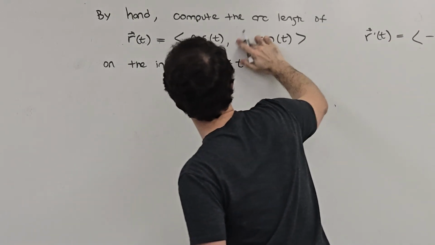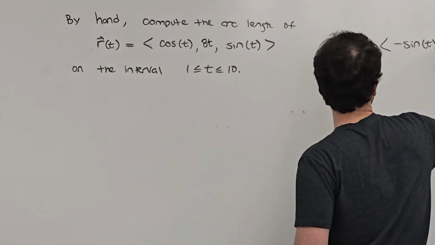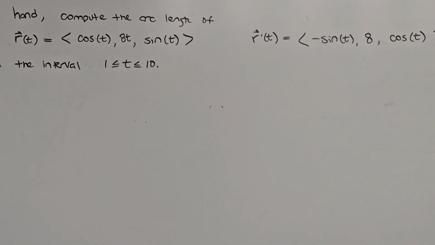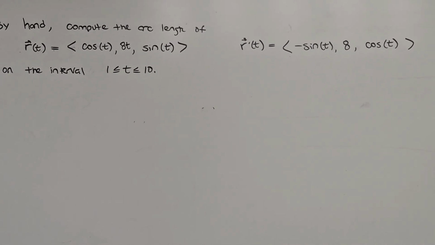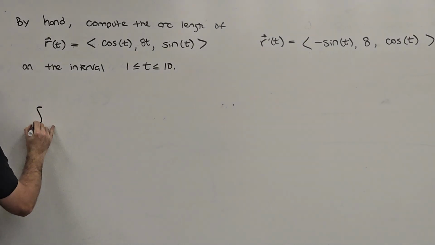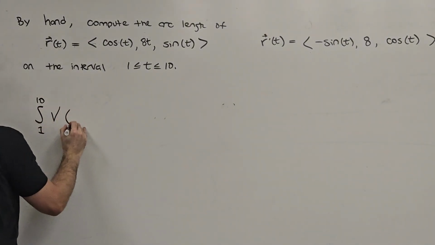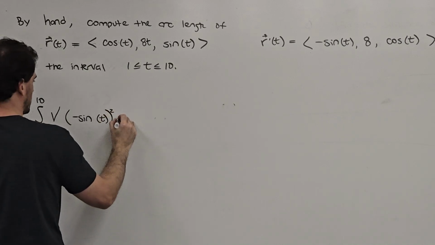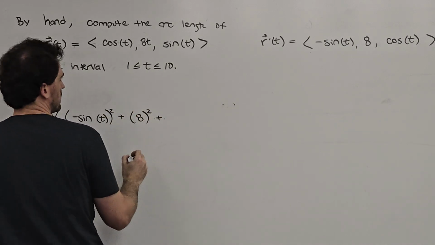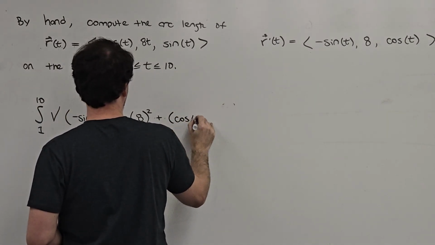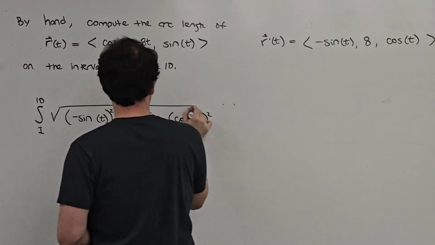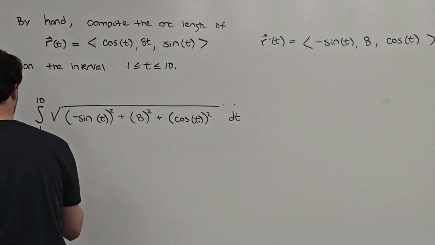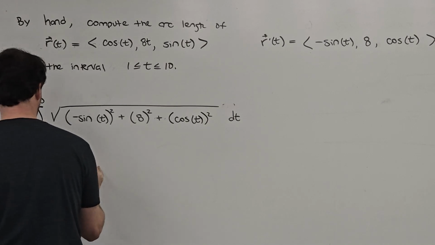Let's make this a little more exciting. Call that 8t in the middle. So you get an 8 here. Can you do it by hand though?